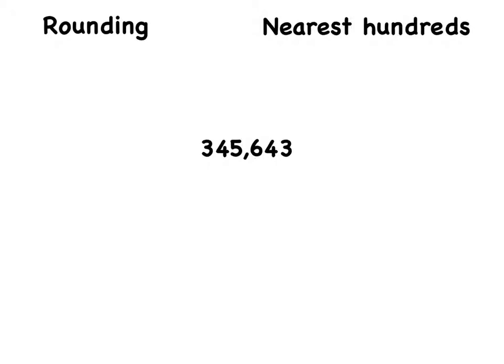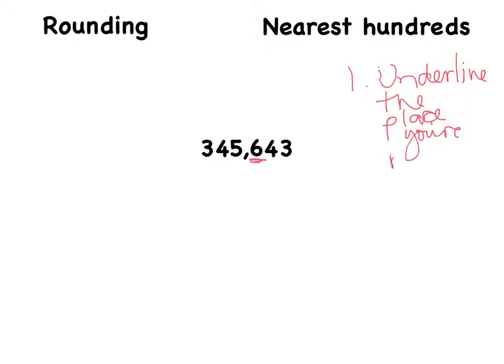So whenever we start, the very first thing we want to do is I always like to underline the hundreds place. I know that right there is the hundreds place. Perfect. So step number one is to underline the place you're rounding to. That way you guys have that information. The very next thing I'm going to do is look over to the right side of that. That number is a 4.